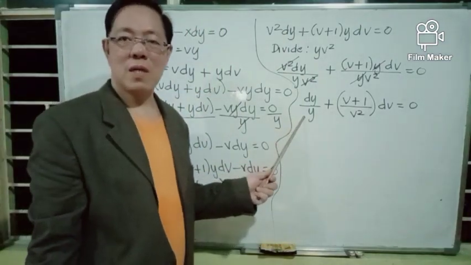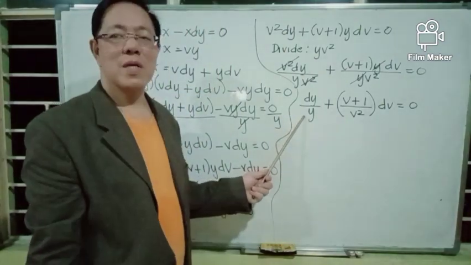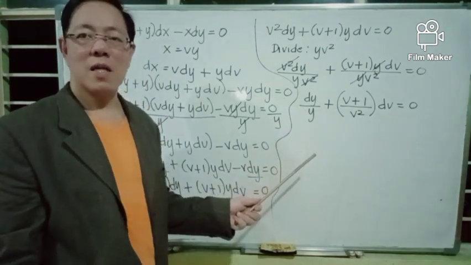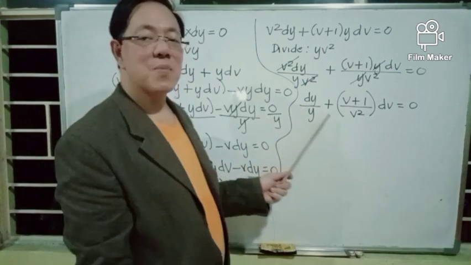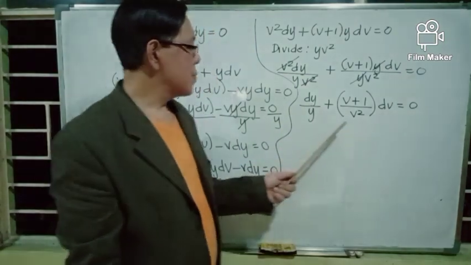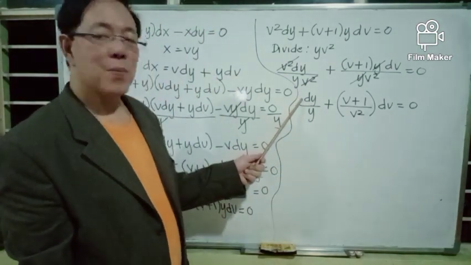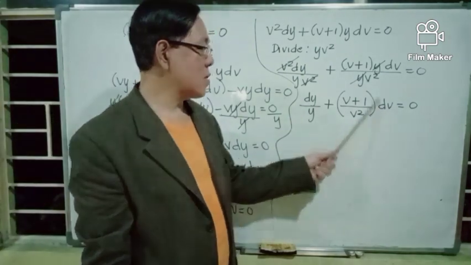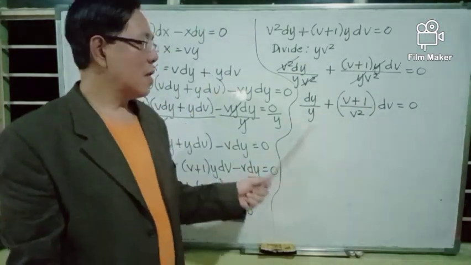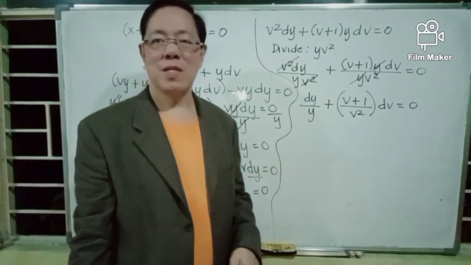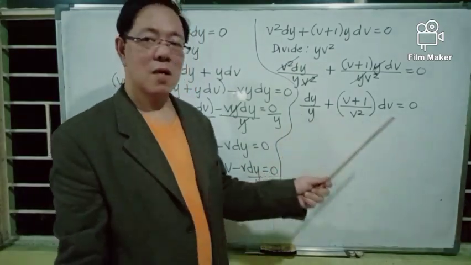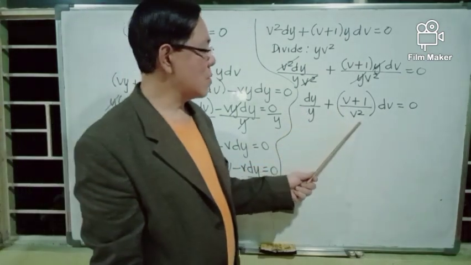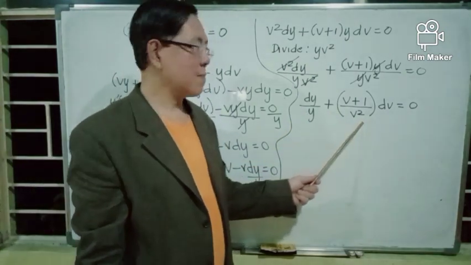Now the first term can be integrated very easily. The integral of dy over y is ln of y. After we have separated the variables, the coefficient of dy now is a function of y. The coefficient of dv is a function of v only. And after separation of variables, we integrate both sides. The first term we integrate with respect to y. The second term we integrate with respect to v.